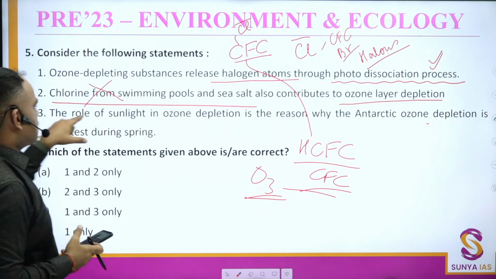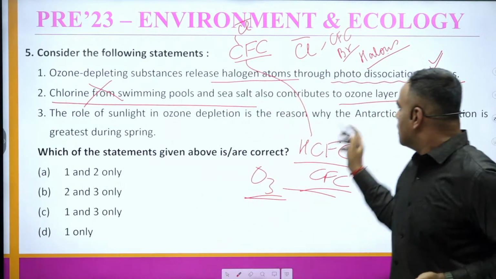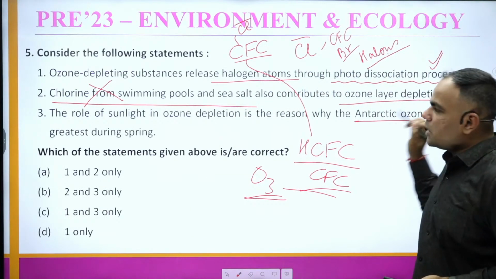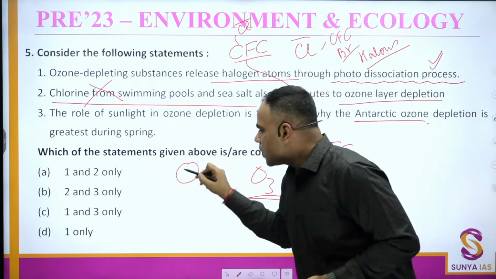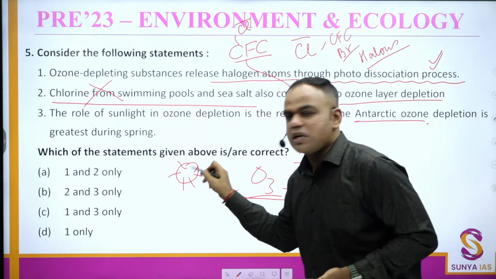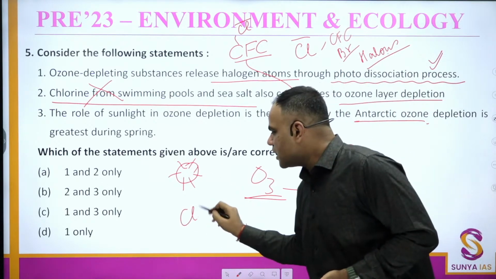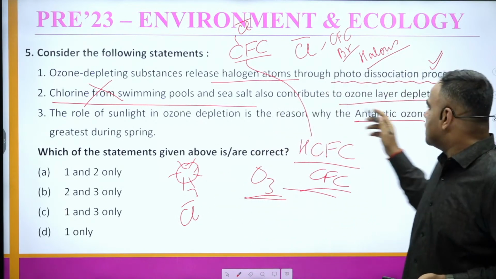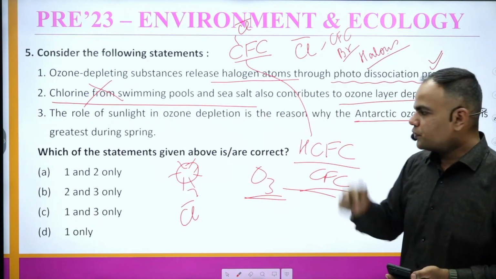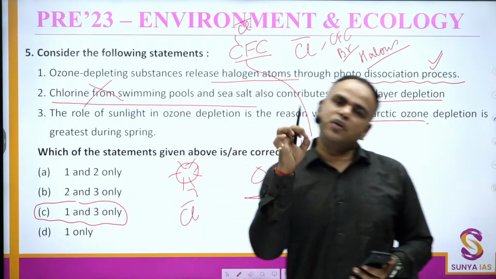Then the role of sunlight in ozone depletion is the reason why the Antarctic ozone depletion is the greatest during spring. I told you, yes, sunlight plays an important role because of photo dissociation, right? Chlorine radicals in the presence of sunlight, especially in this region, help to disintegrate ozone more, right? So here the answer is C. 1 and 3 is correct.